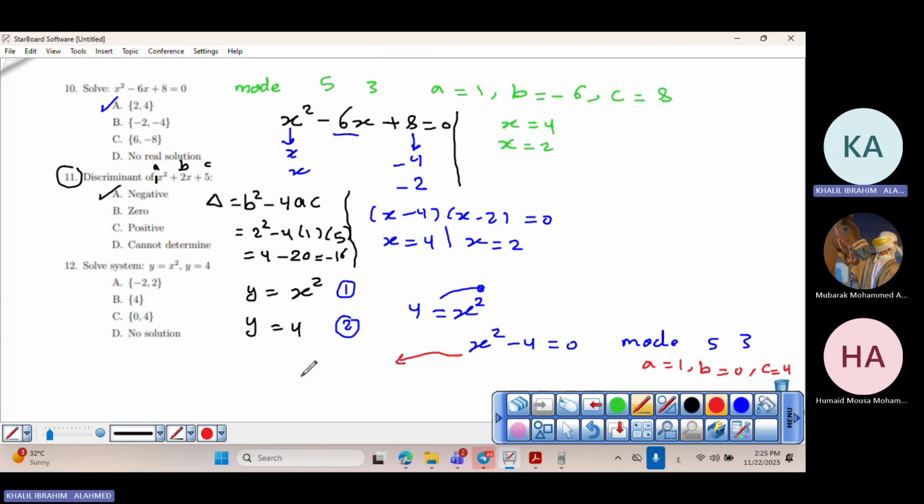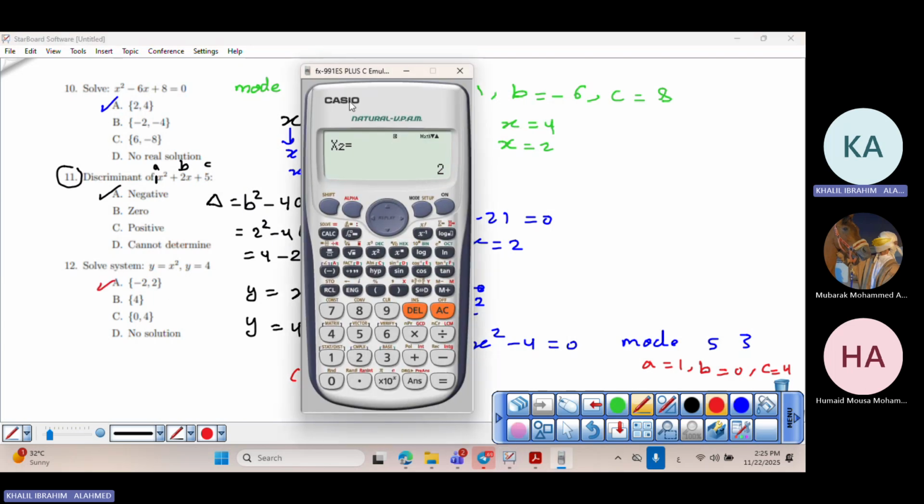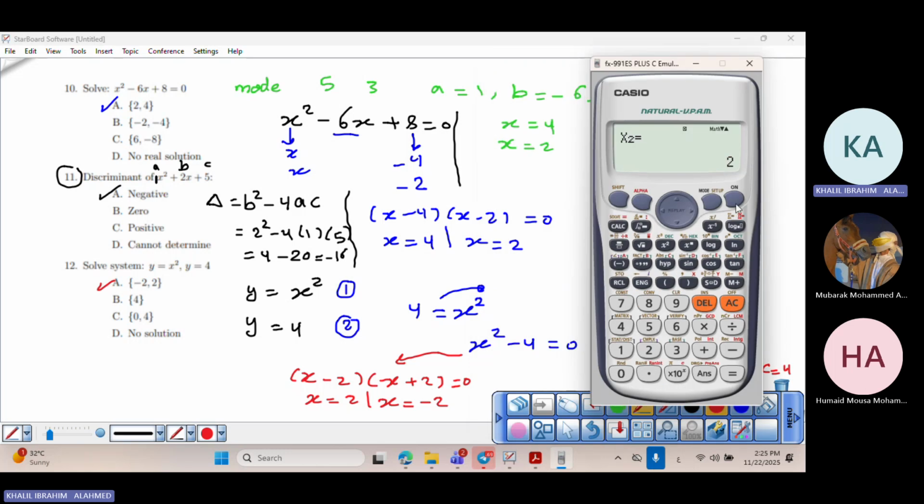Or you can use factorizing, which is another method. x minus 2 times x plus 2 equals 0. We have two solutions: x equals 2 or x equals negative 2. Just change the sign. Okay, the answer is A. But using the calculator also, I will show you how. Mode 5-3, a equals 1, b equals 0, c equals negative 4. The answer is 2 and negative 2. It's easy.